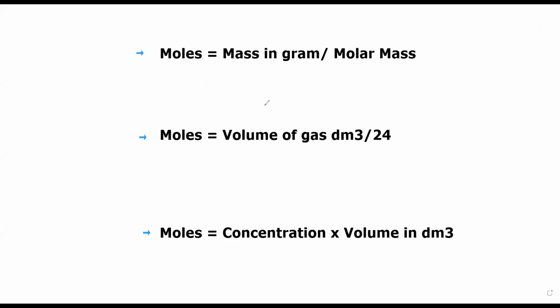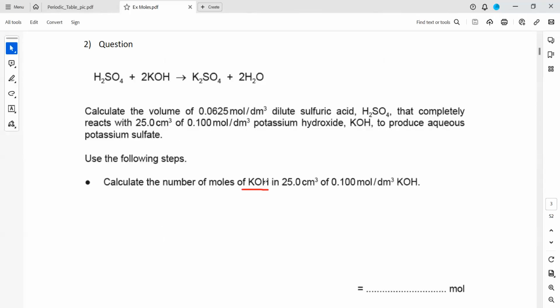I have the volume and concentration both. The second formula is only valid if we have a volume of gas. Potassium hydroxide or sulfuric acid are aqueous solutions, so for solutions you cannot use the second formula. The second formula is only valid for gases. So we have to use the third formula, as we have the volume of a solution like hydroxide, alkali, and the concentration of the solution.